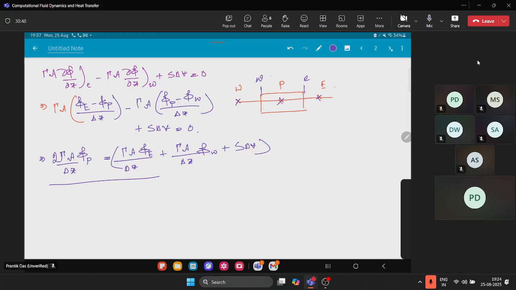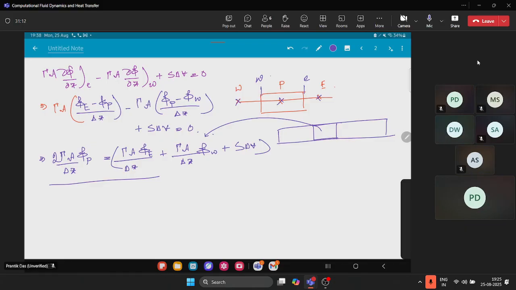So for an arbitrary control volume which is at the interior part, which is not at the boundary of the rectangular section that I've taken, by using the central difference we can write this equation. Okay. So is it clear to all of you? Yes, sir.